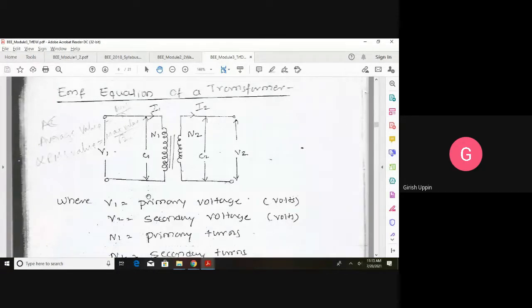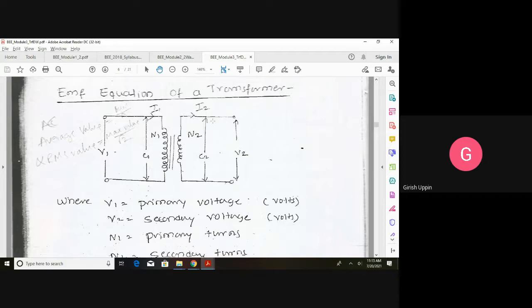This is the representation of the transformer. This is the primary winding. These two lines represent the core. This is the secondary winding. N1 is the number of turns on the primary winding. N2 is the number of turns on the secondary winding. These two are the primary terminals where we connect the voltage supply. V1 is the primary terminal voltage or the primary voltage, and E1 is the induced voltage. Okay, the primary induced voltage or the primary EMF. I1 is the primary current.